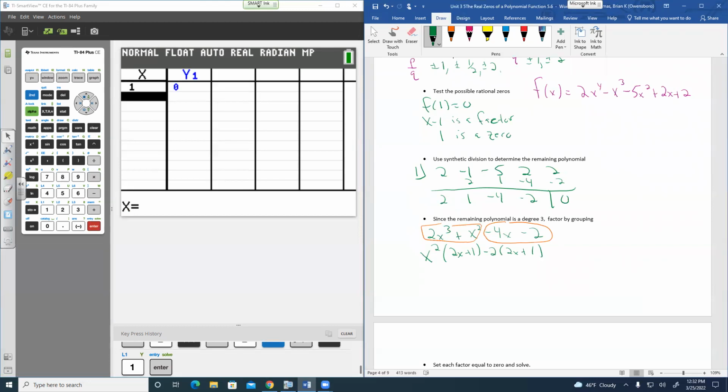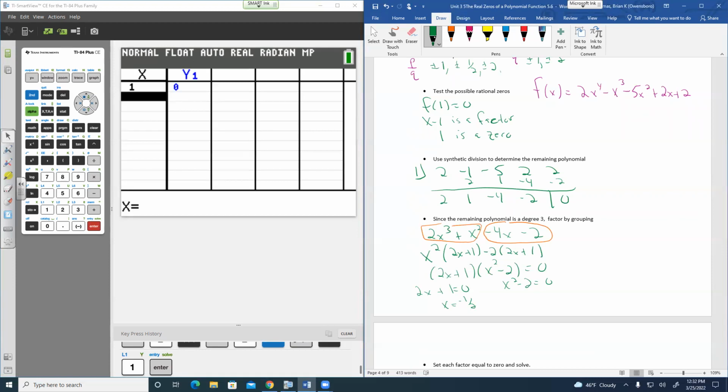So now what I have is, since there's a 2x plus 1 in common, I can pull that out. So I have 2x plus 1, and I have this x squared minus 2 left. Now I can set each one of those equal to 0. 2x plus 1 is equal to 0, and that's going to equal x equals negative 1/2.